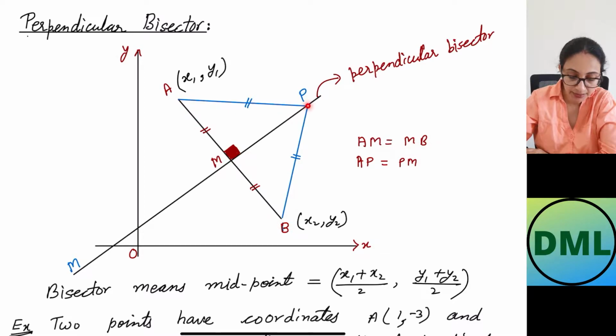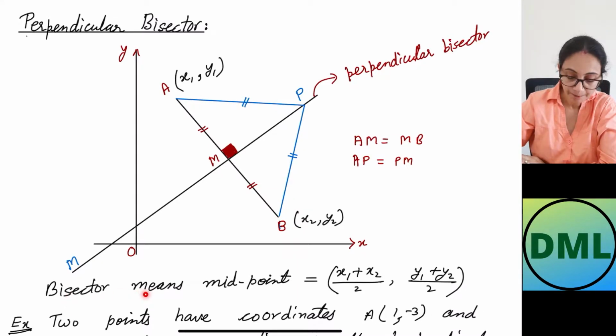Next, if you take any point P on the perpendicular bisector, that must be equidistant from both the points of the line. That means you have AP is equal to PB. Bisector means it will be the midpoint of the given line AB. So the midpoint formula is, if the point A is given by x1, y1 and B is given by x2, y2, the midpoint is given by (x1 plus x2) by 2 and (y1 plus y2) by 2.